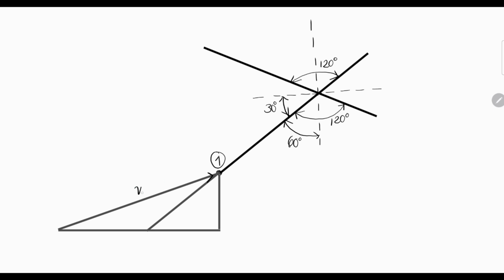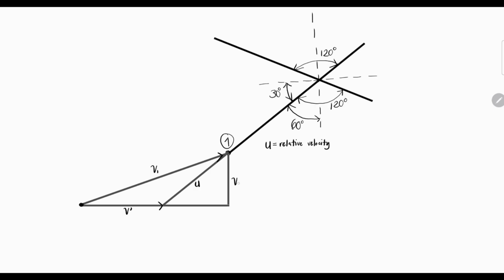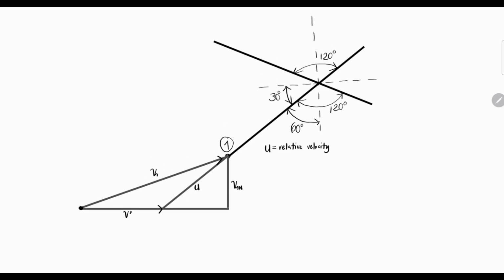This is your V1. And this is your V prime. This is your U, which is the relative velocity. This is your V1 normal. And this is your Ux, which is the x component of our relative velocity.